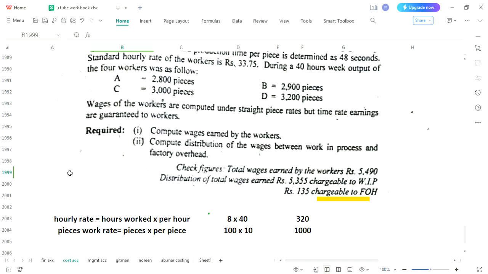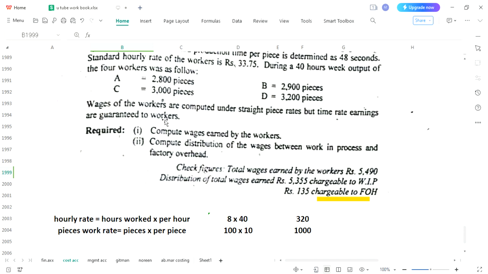It has been said that wages of the workers are computed under piece rate system. So everyone would be given per piece. There are two ways to calculate, but let's proceed. But time rate earnings are guaranteed. Here, this word is very important. Time rate earning means all workers have worked for 40 hours. It means they will be receiving their amount of wages according to hours. Look at here, time rate earnings are guaranteed.